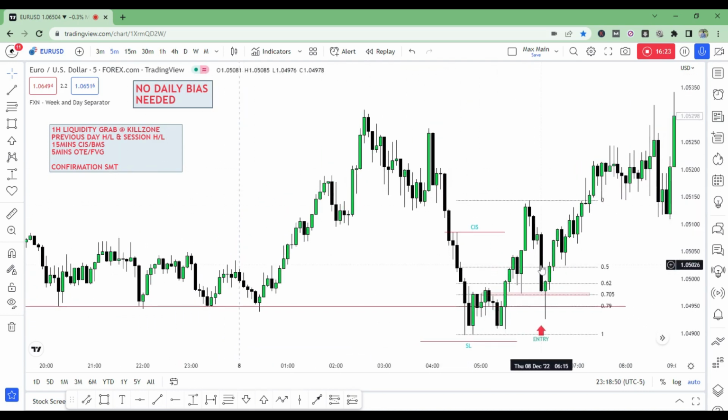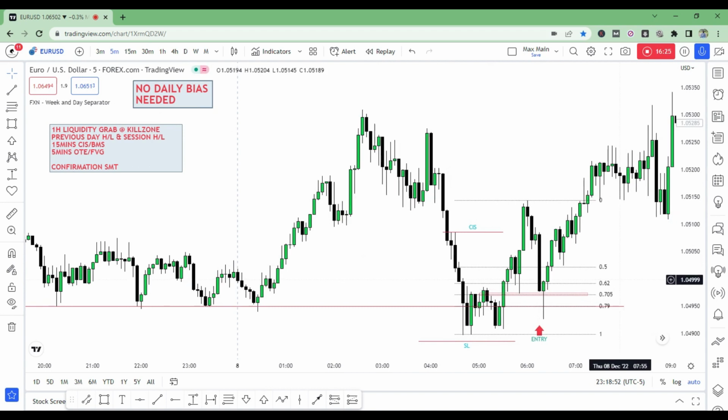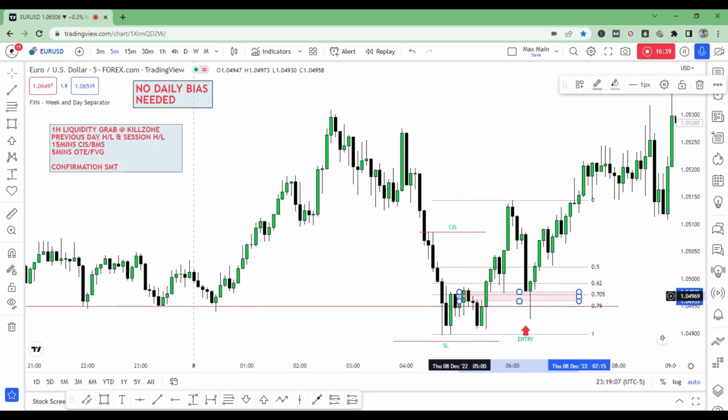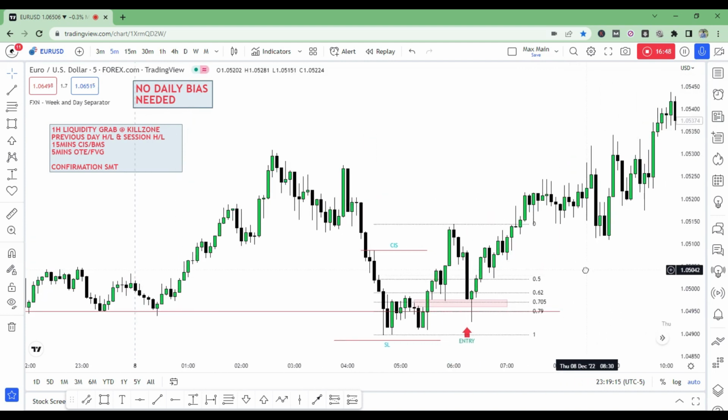And then we have a final 5 minutes example. In this example, we saw change in state of delivery occurred here, and once it occurred, you see the market now coming back down to retest that level. We have an imbalance down here. The 15 minutes imbalance was a bit smaller, but now we have a 5 minutes imbalance and also the optimal trade entry. So that is how you want to be trading this strategy.